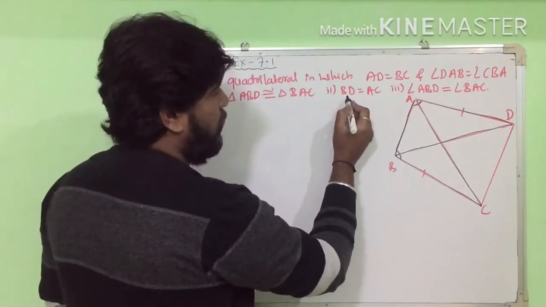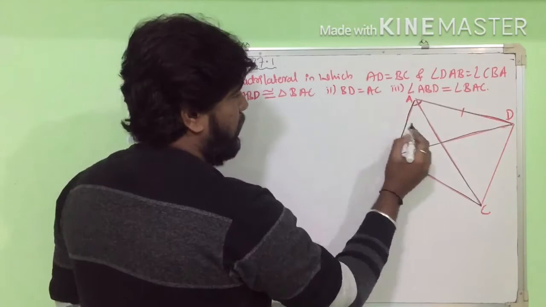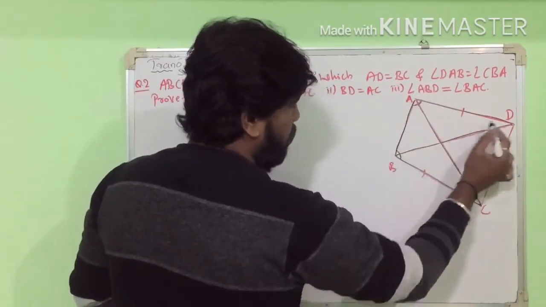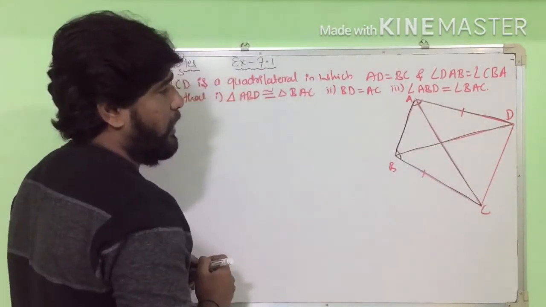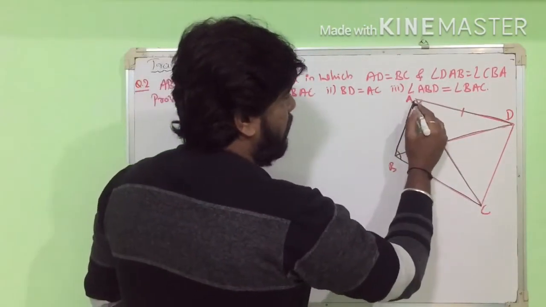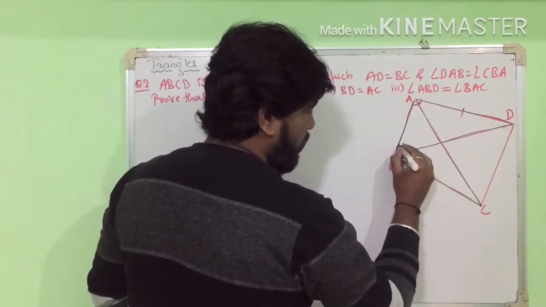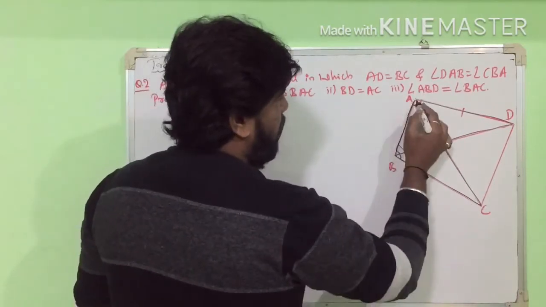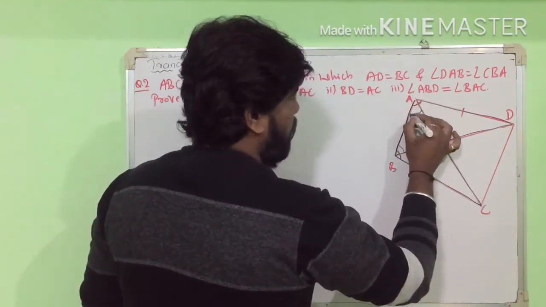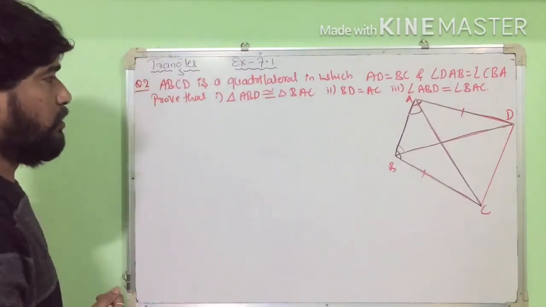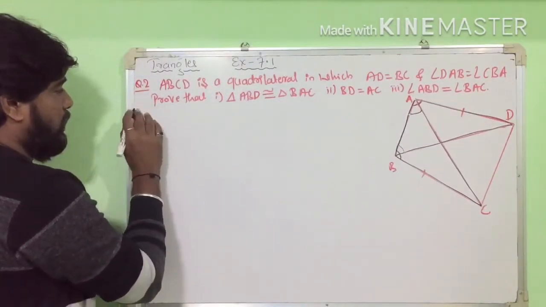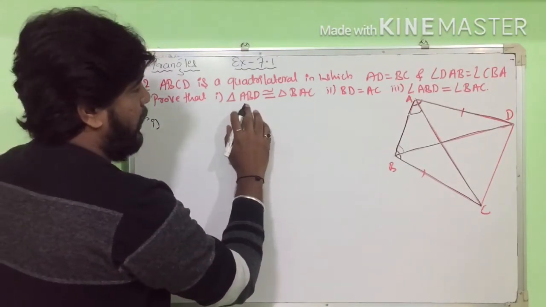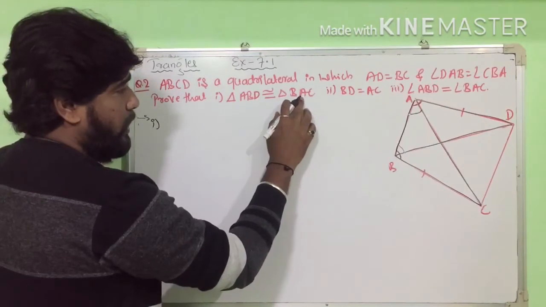And another one, the second one: BD is equal to AC. See here, BD is equal to AC. We want to prove these two diagonals are equal. And another one they said here, the angle ABD is equal to angle BAC, and we want to show these two angles are equal. So first we can prove triangle ABD congruent to the triangle BAC.